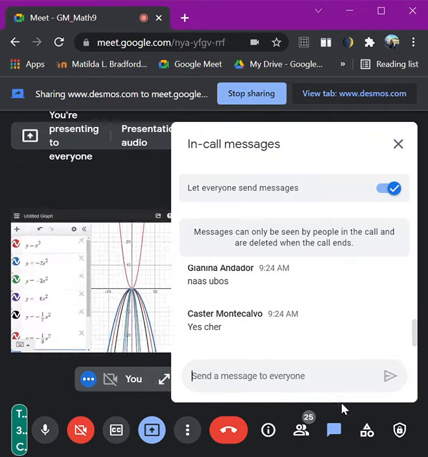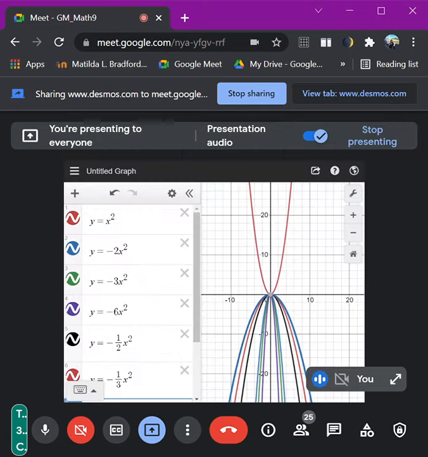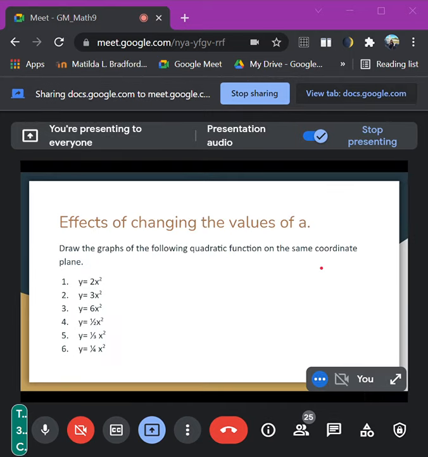Okay, so, sa inyong graph day class ha, pwede mo magamit og Desmos. Okay, desmos.com. We have here in our effects of changing the values of A. So, picturean na to, sir, atong graph, sir. Yes, pwede na mo mag-screenshot.